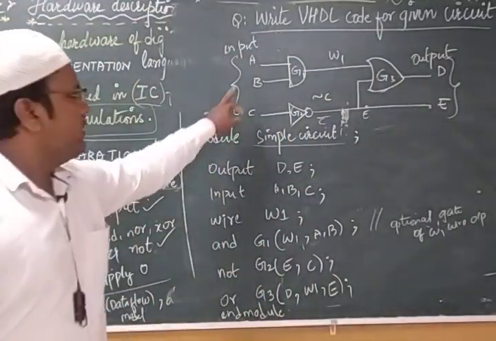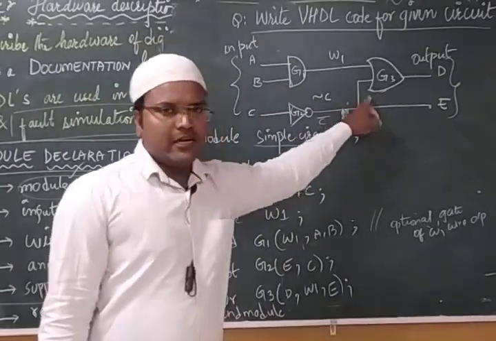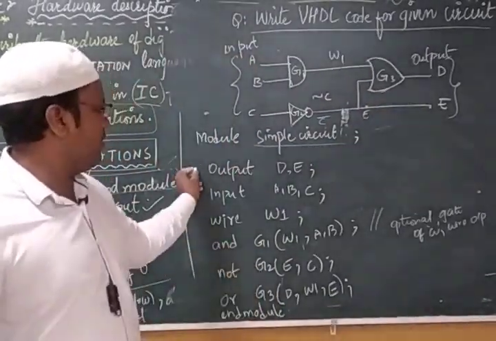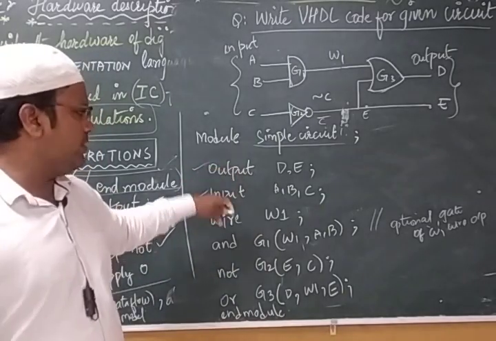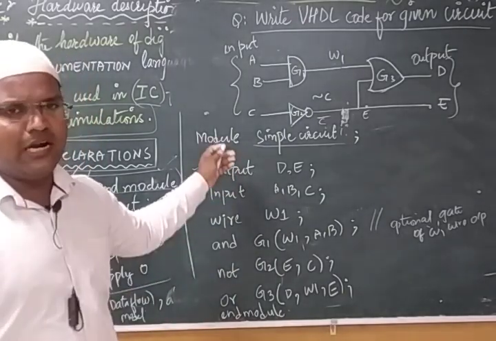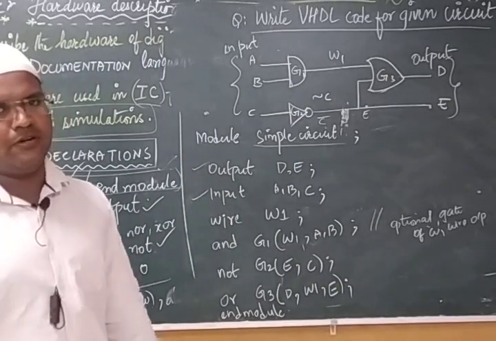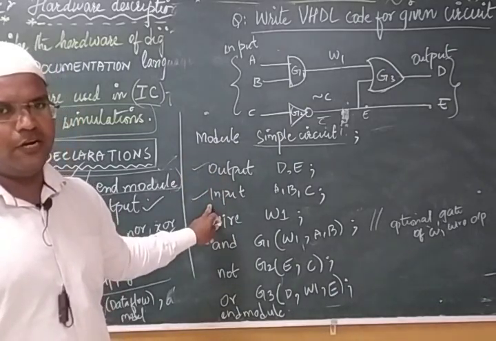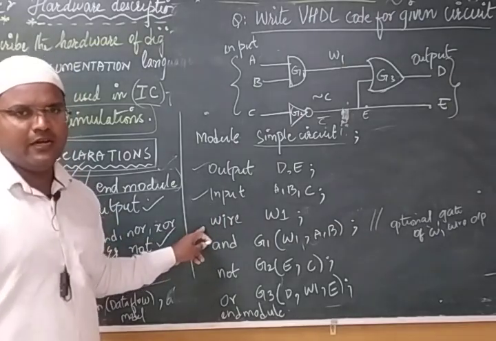Once again, see students, what are the things they gave? They gave G1, G2, G3. 3 gates are given. First we have to declare inputs and then output. So I'm declaring output and input. You can declare input and output anywhere. It's not necessary that output should come first and input later. Not like that. So output, input. These are keywords, predefined.